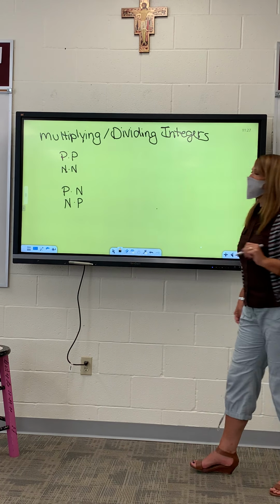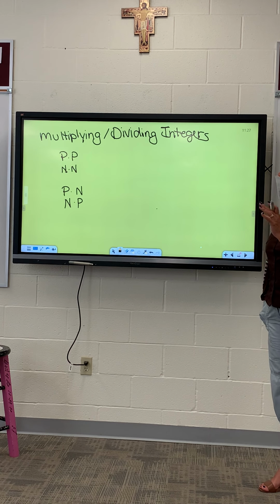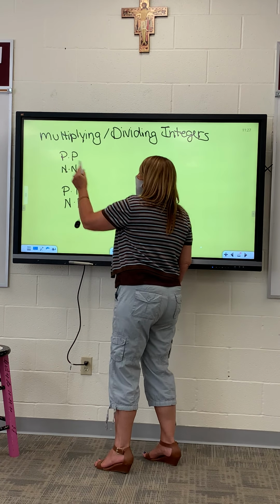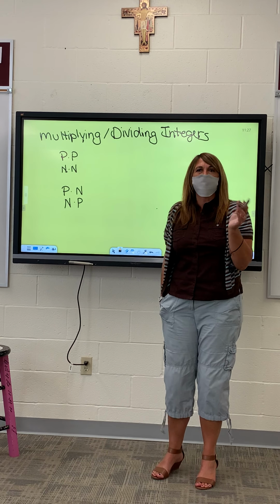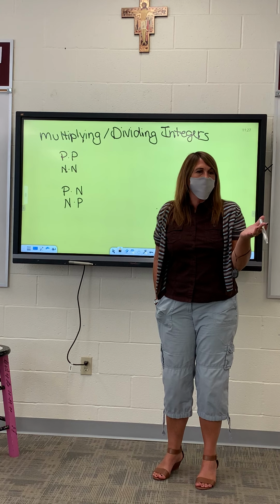Okay, so 2 scenarios. So we're looking at multiplication first. 2 scenarios. Either the signs are the same or they're different. Right? Now we all know this is just multiplication tables, right? 3 times 5, 15. 2 positives, this answer is positive.